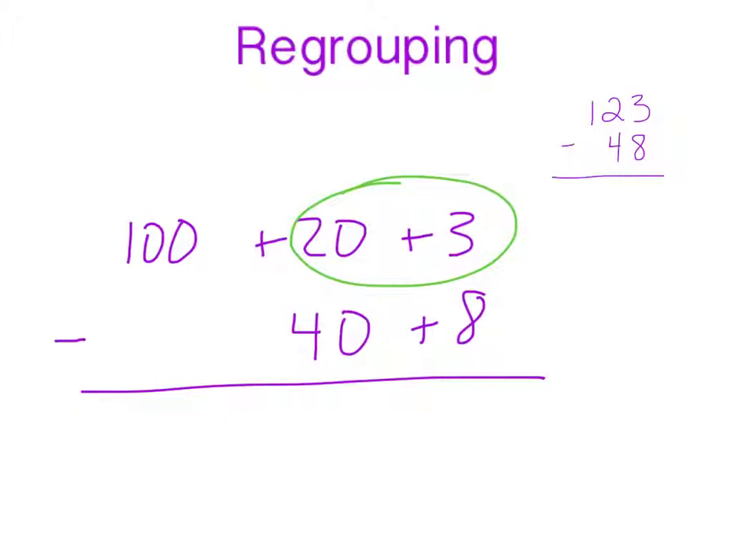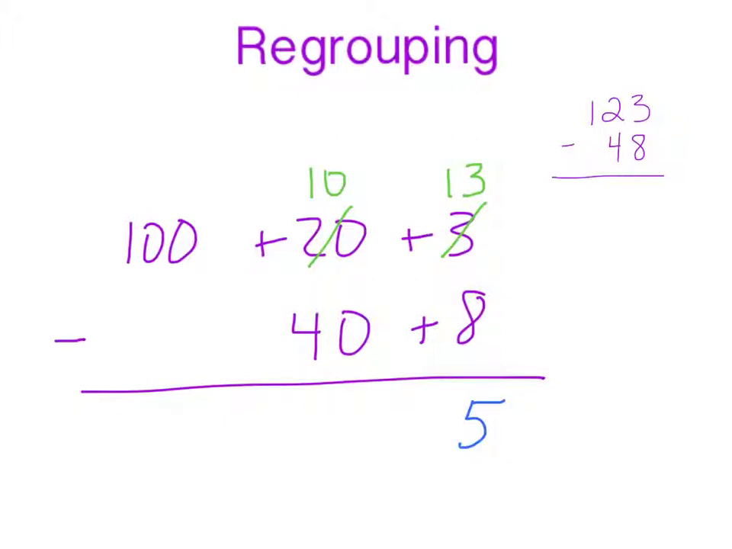Instead of 20 and 3, I want to have 10 and 13. You can see that I've taken one of my groups of 10 and turned it into 10 ones. My number still remains 100 plus 10, 110, plus 13, which is 123. And I like to have students prove to me how they still have 123 after they've regrouped. Now, 13 minus 8 doesn't get me a negative number. 13 minus 8 equals 5.